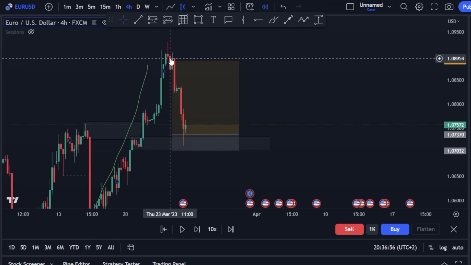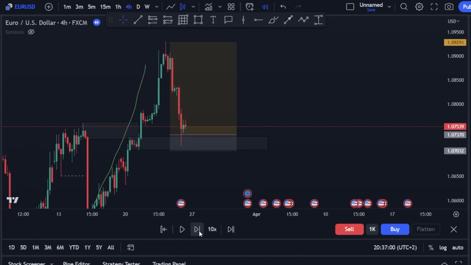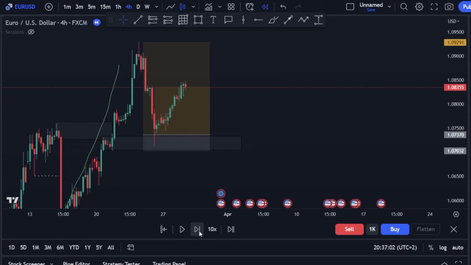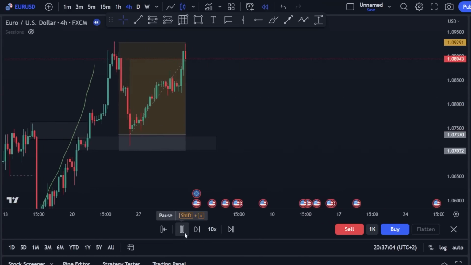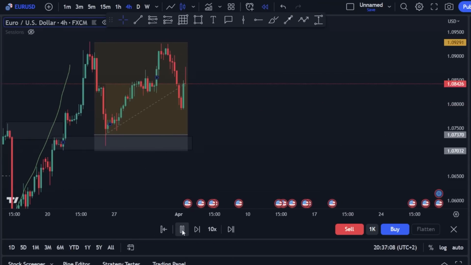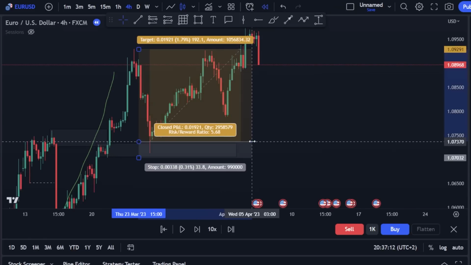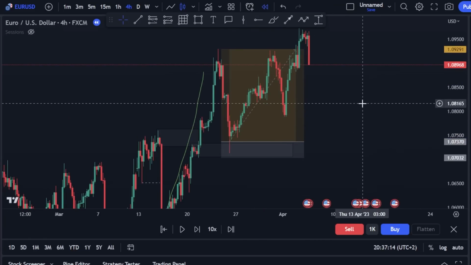Price tags us in, and then we continue the move upward. Okay, and there we go. We continue the move upward, and this is a 5.6 risk reward trade.